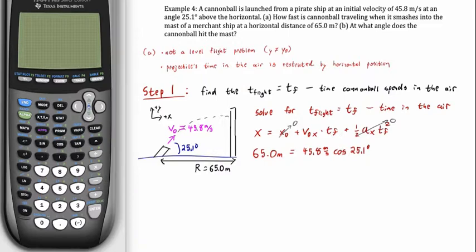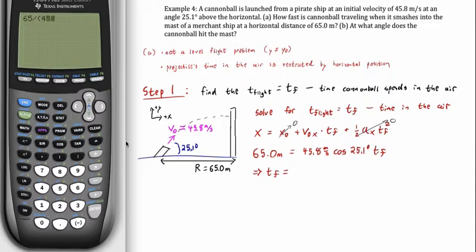Okay, and then that's going to have our variable tf, and now we can simply solve for the time in the air. Okay, so the time in the air, we'll plug this in. So we have 65 meters, and then we are dividing by 45.8 times cosine of 25.1. Okay, so we'll put this in parentheses here.